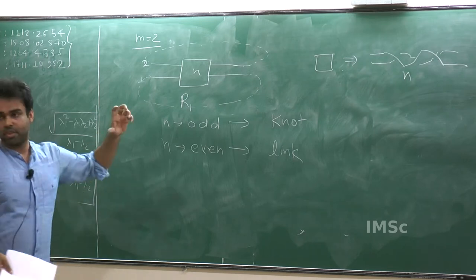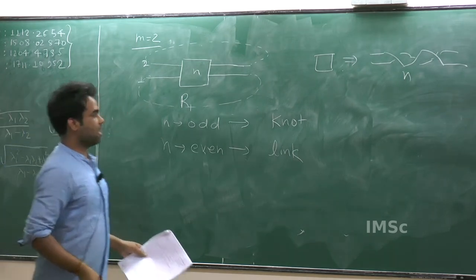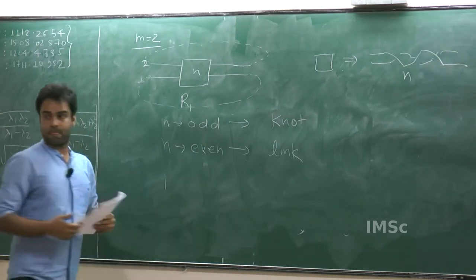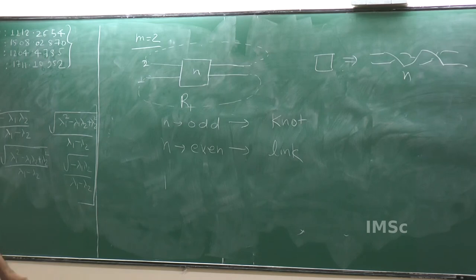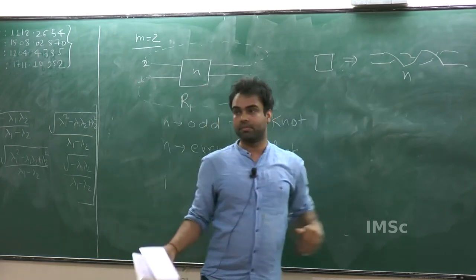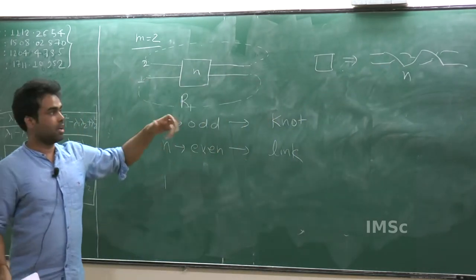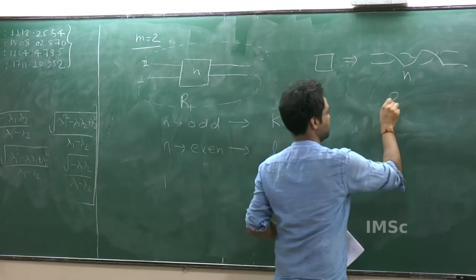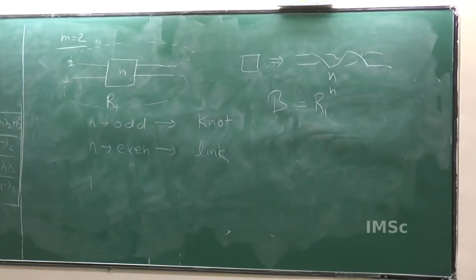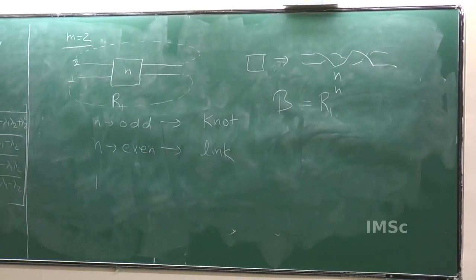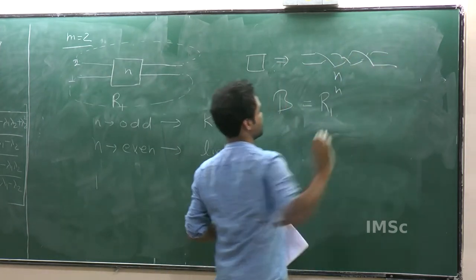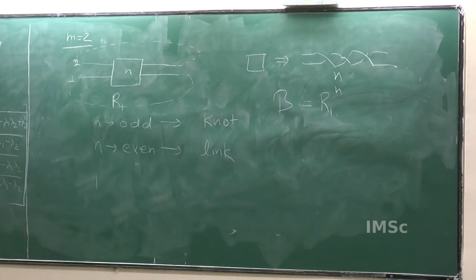This R matrix mixes 1 and 2, this R1. And this R1 matrix is nothing but a diagonal matrix, just trivial. So if n is odd, basically you can change 1 and 2. That is an operation. So R1 to the power n will give you this. R1 is just one twist. And R1 to the power n is nothing but your braid, B, n times. So it's always over, under, over. Yes, alternate.